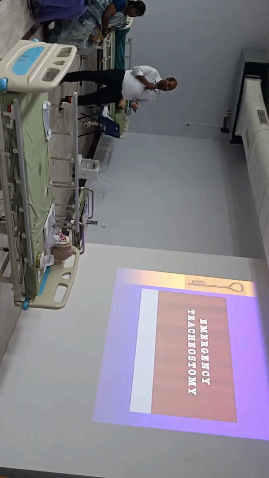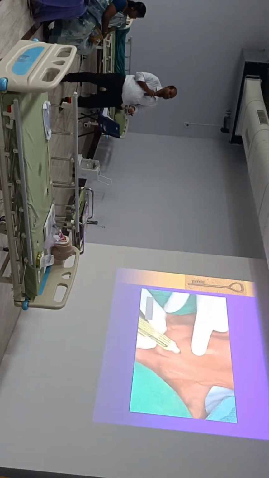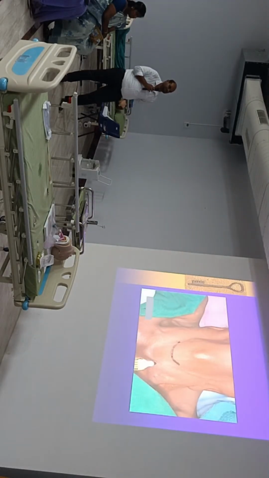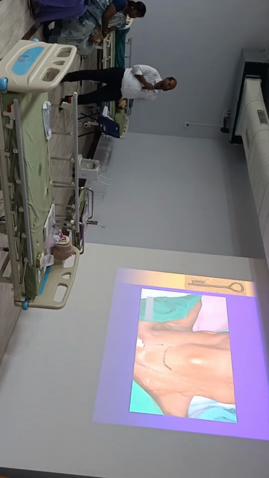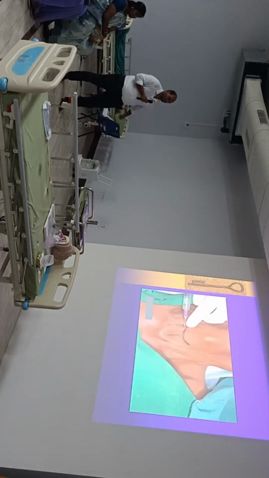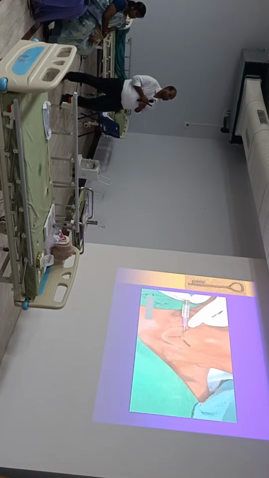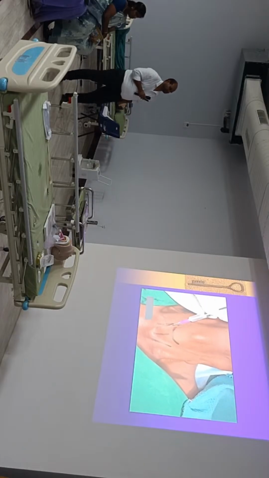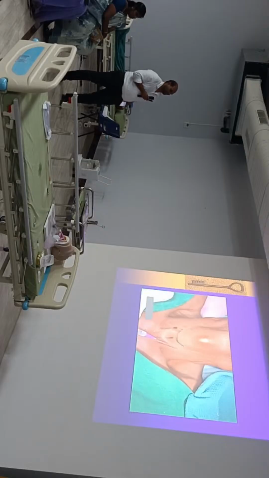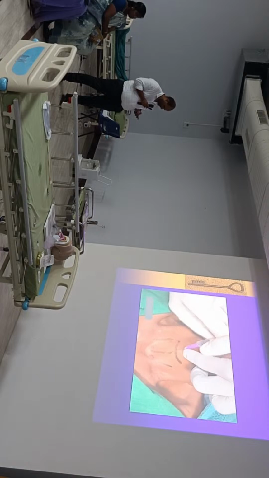So this is a small video which will show you the basic steps of tracheostomy. And this is the landmark for tracheostomy, the Jackson's triangle. The lower border of the thyroid cartilage is taken and the apex is the suprasternal notch. And the two sides are the borders of the sternocleidomastoid. The infiltration is given and we start.